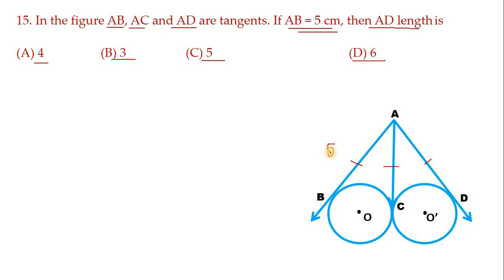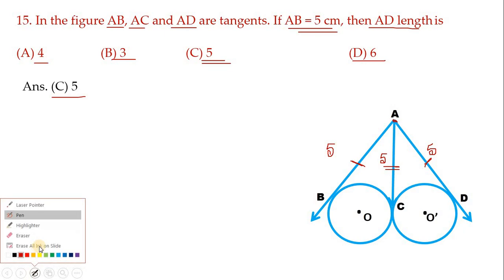And you know that the tangents drawn from an external point are equal. Now AB is equal to AC. So now this also will become 5 cm. Similarly, now for the second circle we have drawn 2 tangents, that is AC and AD. Now AC is 5 cm means AD also 5 cm. Therefore AD measurement is how much? 5 cm. So the correct option is C.